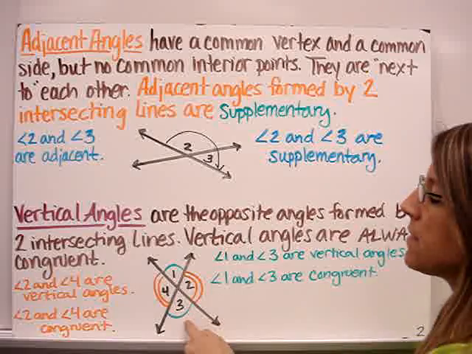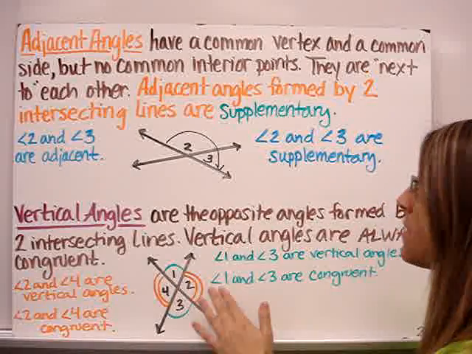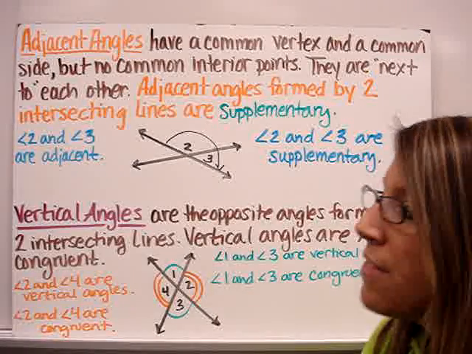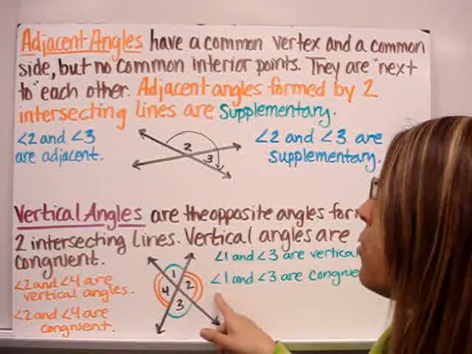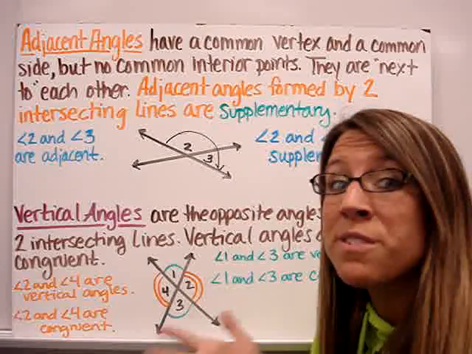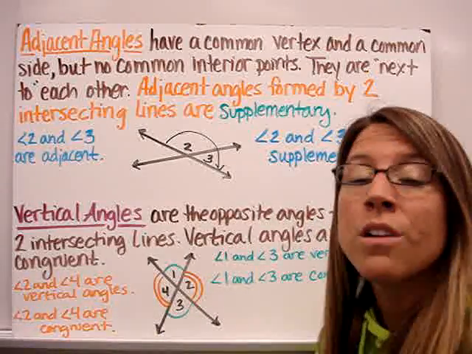And because they are opposite each other, and because they're vertical angles, they are also congruent. So angle 1 and angle 3 are congruent. And then here, angle 4 and angle 2 are also vertical angles. So whenever you have two lines intersect, you have two pairs of vertical angles. So 2 and 4 are vertical angles, and angle 2 and angle 4 are also congruent.